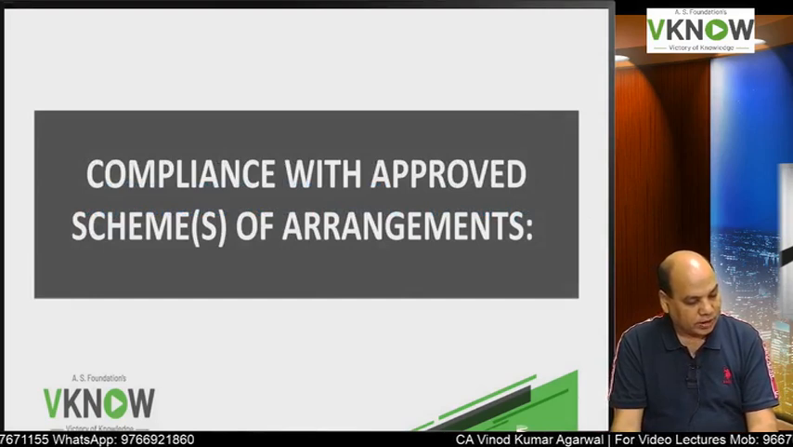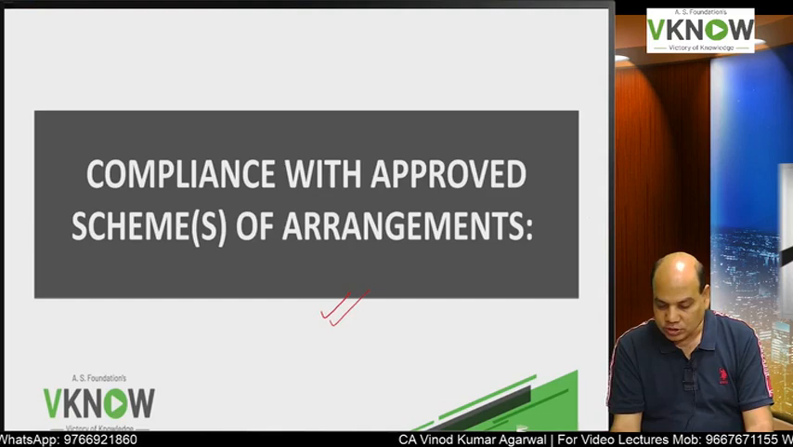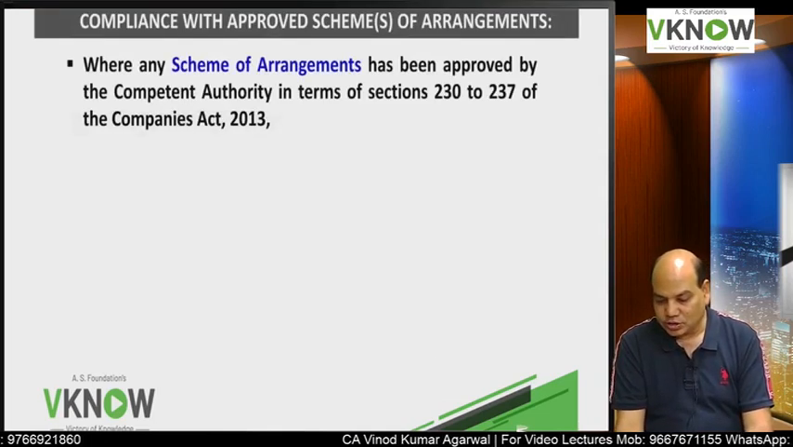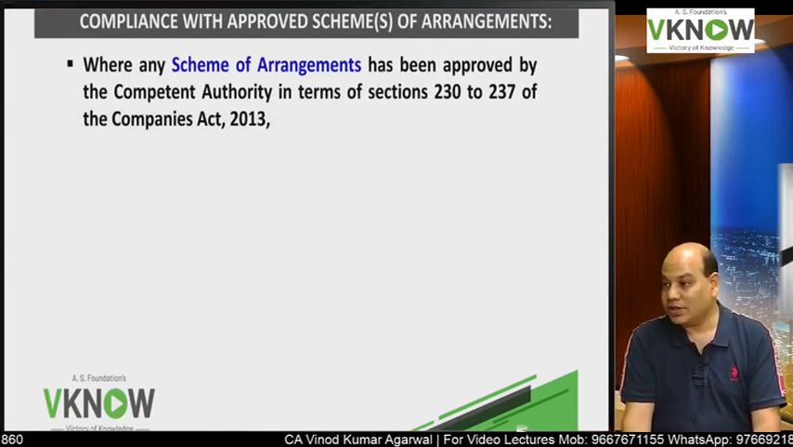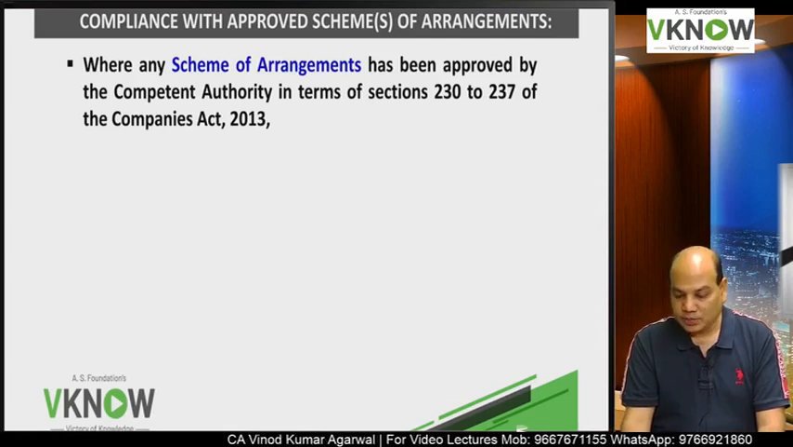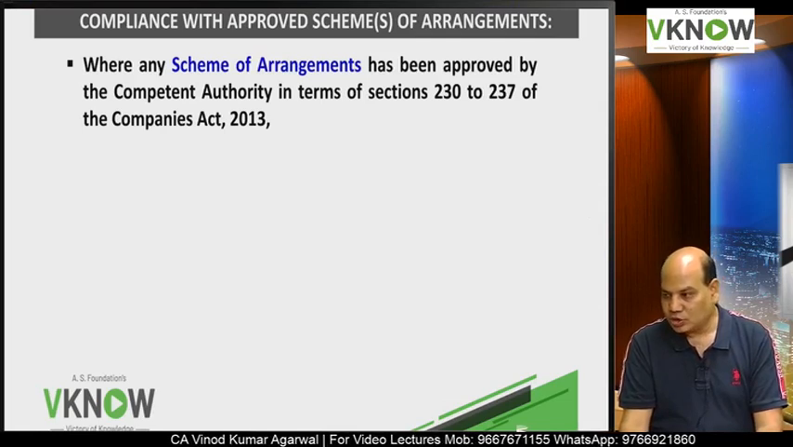Next point is compliance with approved scheme of arrangement. This is related to your Companies Act arrangement, Sections 230 to 237, when a company goes for some kind of restructuring, where any scheme of arrangement has been approved by the competent authority as per Sections 230 to 237.